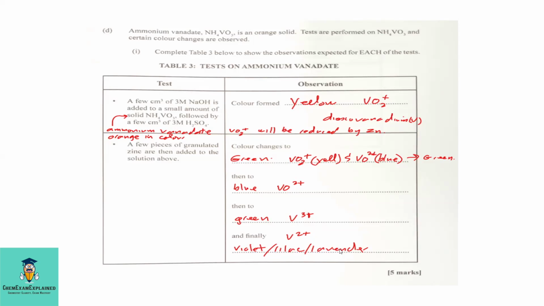or lilac or lavender. So we go from dioxovanadium(V), which is yellow, to a mixture of yellow and blue as the zinc is reducing the dioxovanadium(V) to oxovanadium(IV). That mixture gives you green. Once the reduction is complete, you now have blue oxovanadium(IV) all by itself. The zinc will cause further reduction from oxovanadium(IV) to vanadium 3+ and further reduction to vanadium 2+. Vanadium 3+ is green and vanadium 2+ is violet or lilac or lavender.